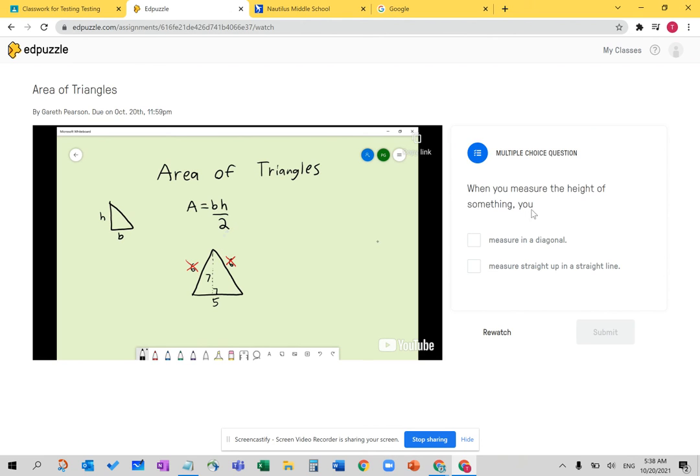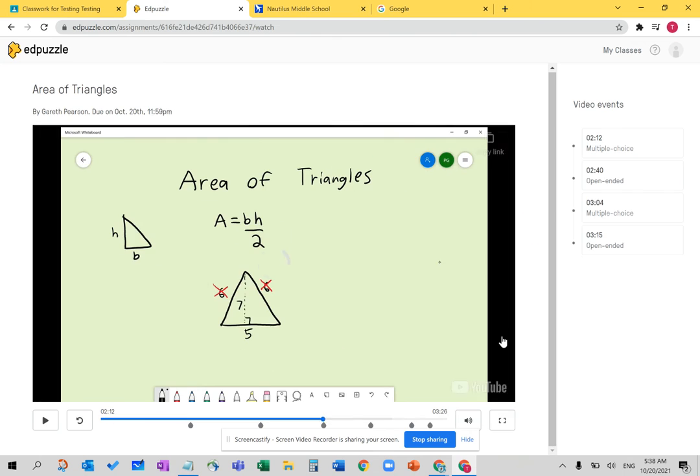When you measure the height of something, do you measure in a diagonal or measure straight up in a straight line? Now, obviously, since it's multiple choice, it'll tell you right away if you're right. But I want you to notice here in the bottom left, you have a little option that says rewatch. Let's say you arrive at this question and you're like, I don't get it. Or maybe you were distracted, you weren't paying attention. That's fine. Go ahead and click rewatch.